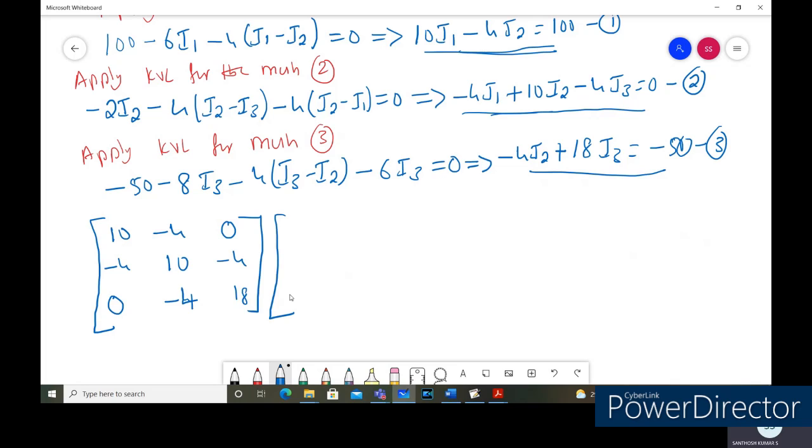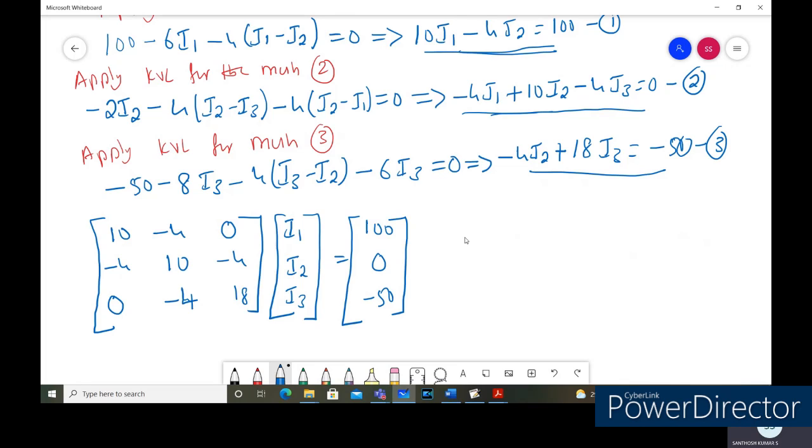We can represent this in terms of another column matrix, where the currents I1, I2 and I3 are represented. Equal to the remaining part, that is the voltages 100, 0 and minus 50. So we got it here. Now to solve this, we can apply Cramer's rule, or else we can solve it in the calculator by representing it in terms of equations.